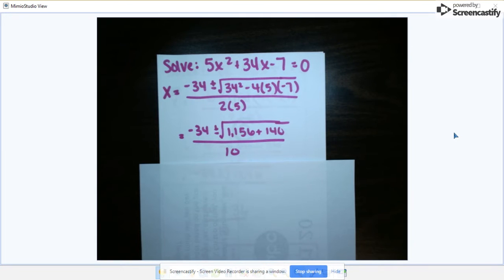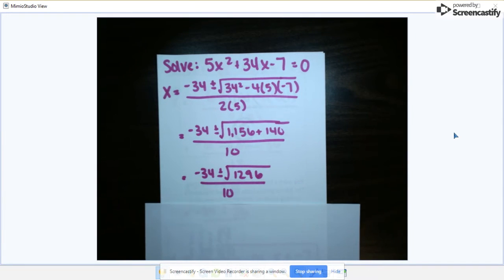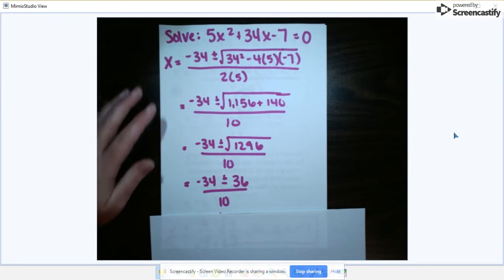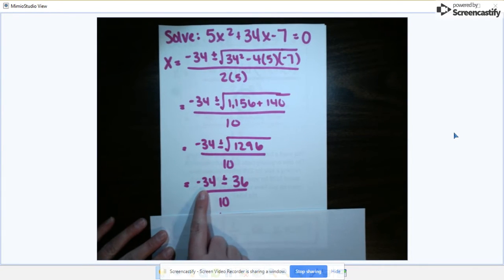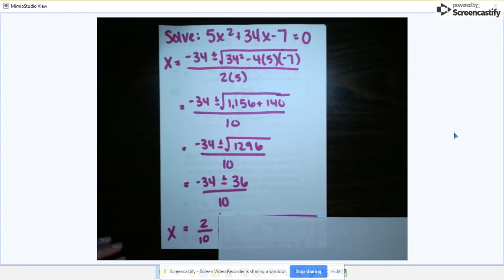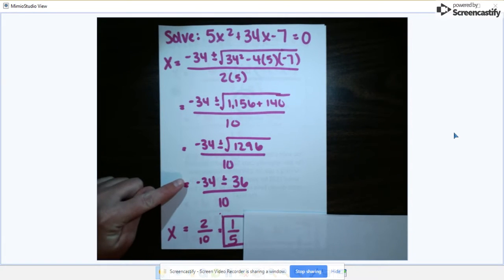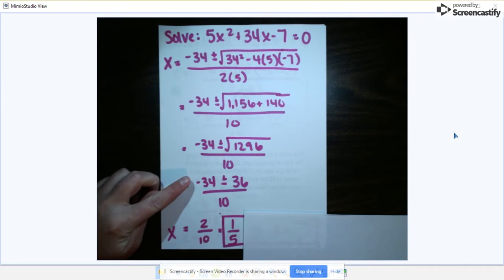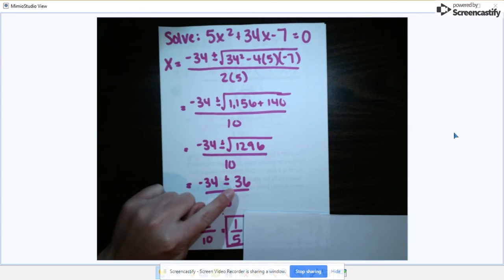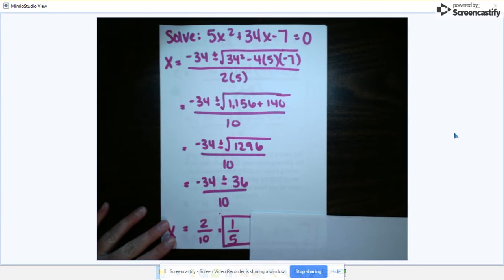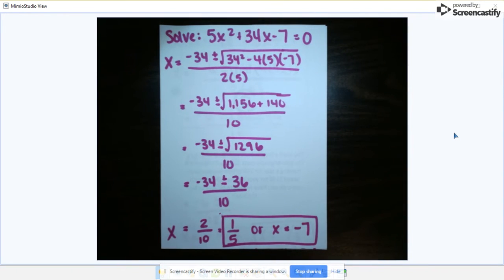Negative 4 times 5 times negative 7 becomes a positive 140, and the denominator simplifies to be 10. Our radicand inside the square root is 1296, and when you take the square root of that, you get 36. So at this point, we have two different answers. We can do negative 34 plus 36, which would be 2 over 10, and obviously 2 over 10 simplifies to be 1/5. The way to get the other answer is to take negative 34 minus 36, which is a negative 70, divided by 10, gives us a negative 7 as our second solution.